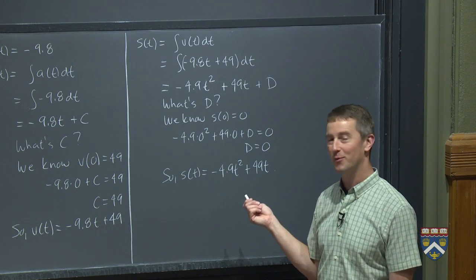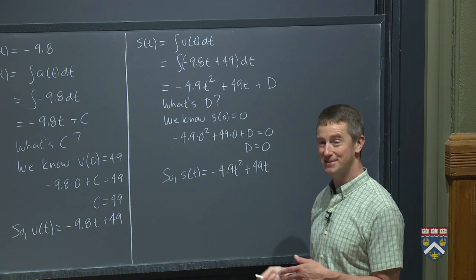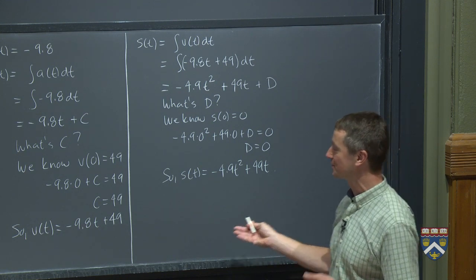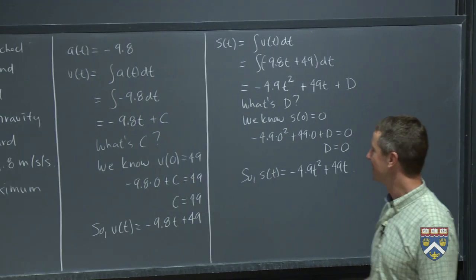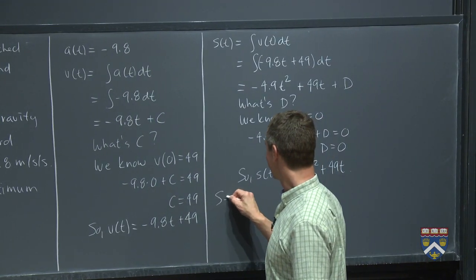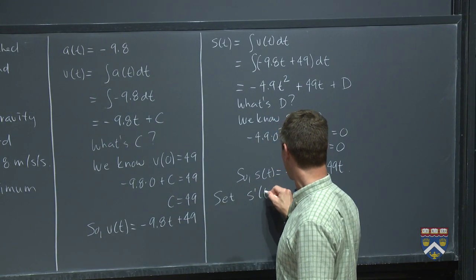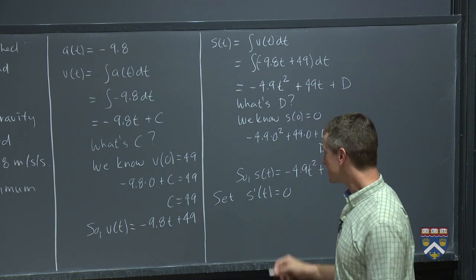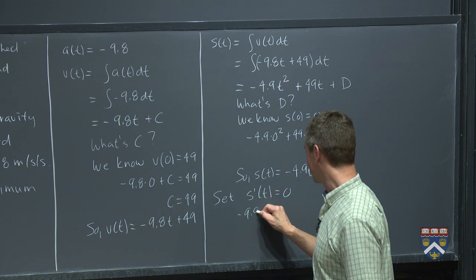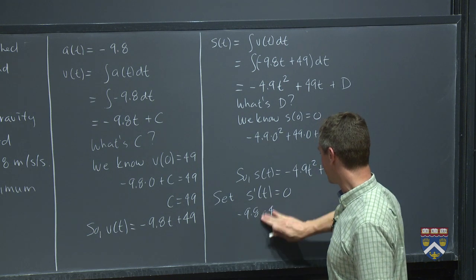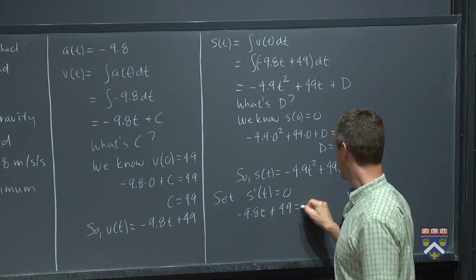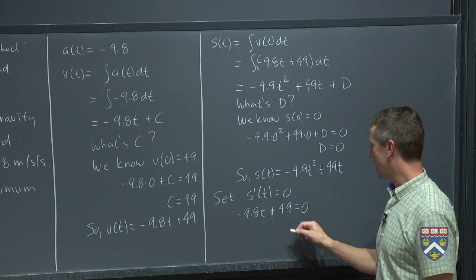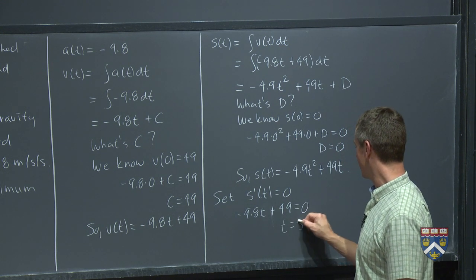Should we take the derivative of this function? We could, but I think we wouldn't be impressed at ourselves if we did, because we already know what the derivative of this function is, right? The derivative of this function is negative 9.8t plus 49. So we want to set S prime of t equal to 0. That means negative 9.8t plus 49 equals 0. And when we solve, we get t equals 5.